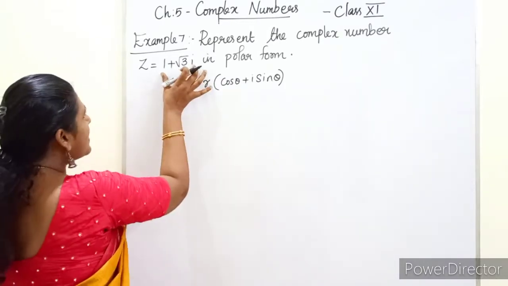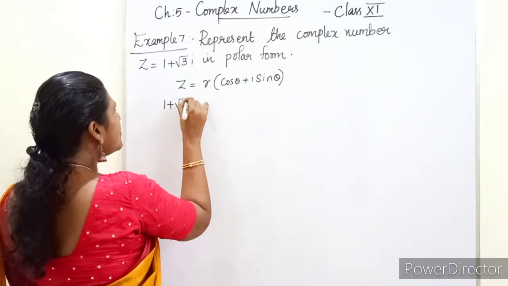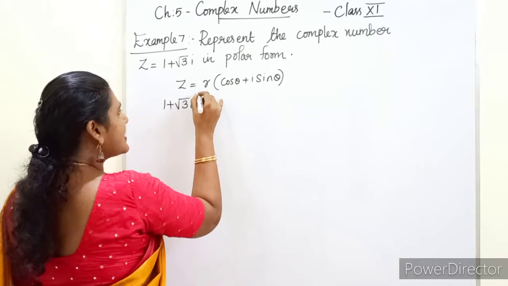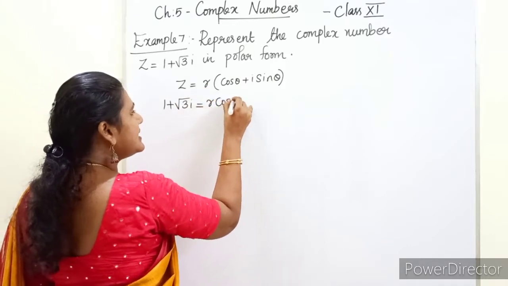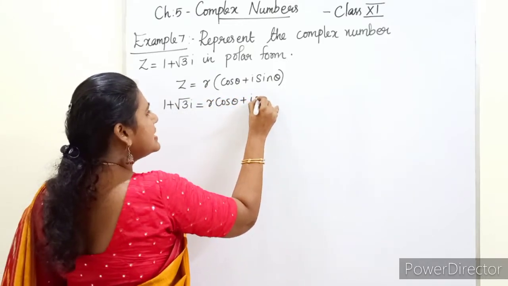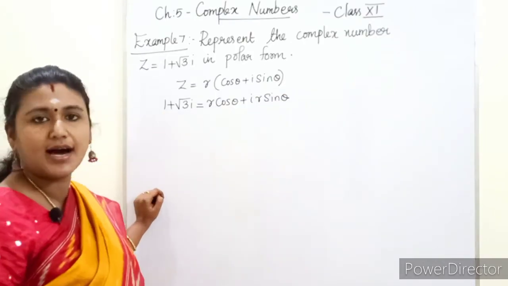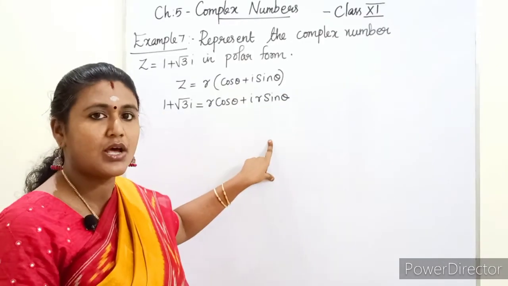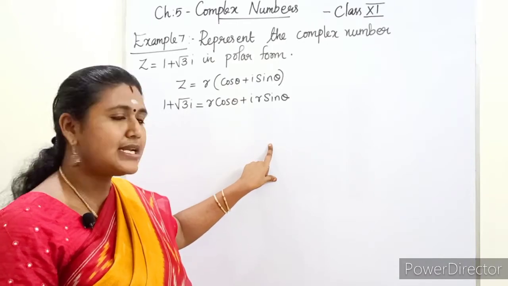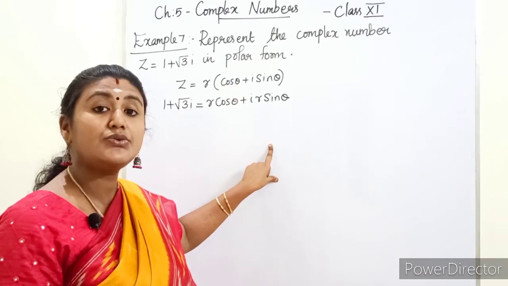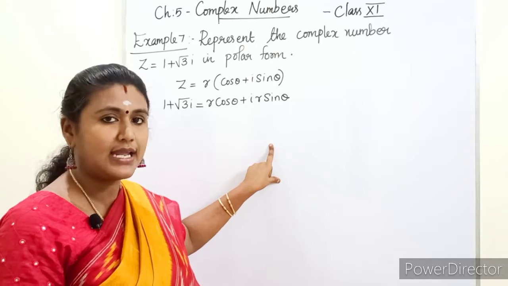So what is the complex number given? 1 plus root 3i. This complex number only we are going to write in the polar form. So I will write this is equal to r cos theta plus i r sin theta. Now for finding the r and theta values, I am going to equate the real part and the imaginary part.